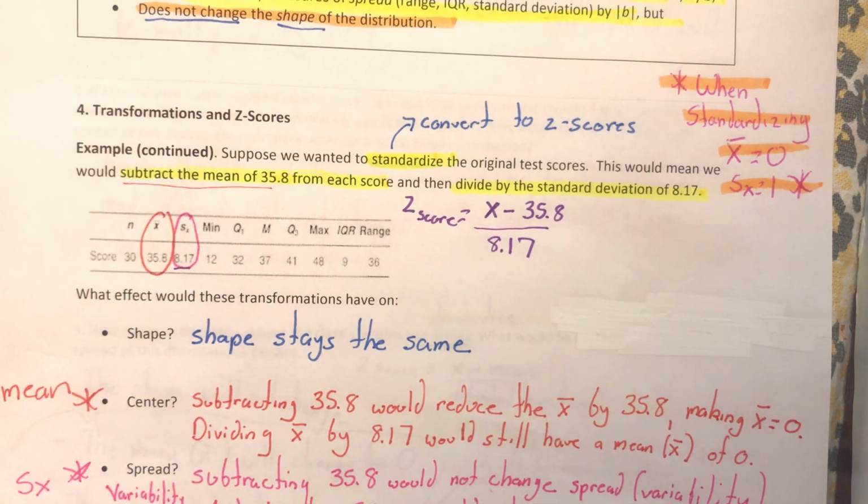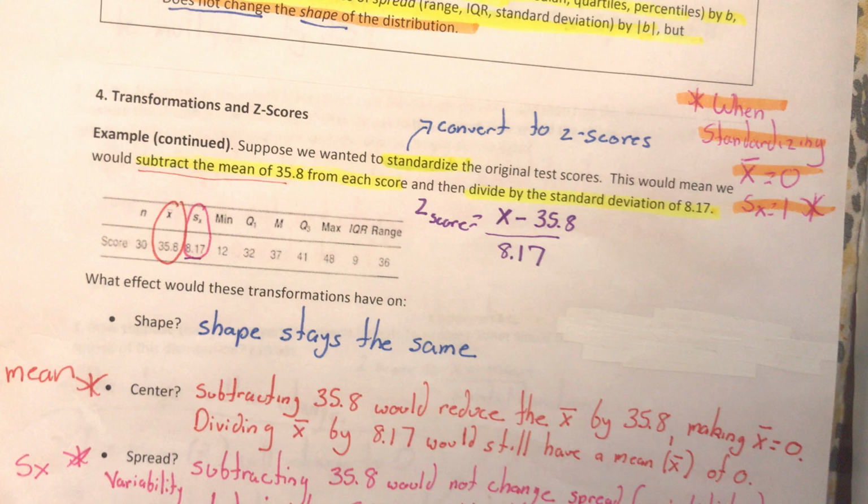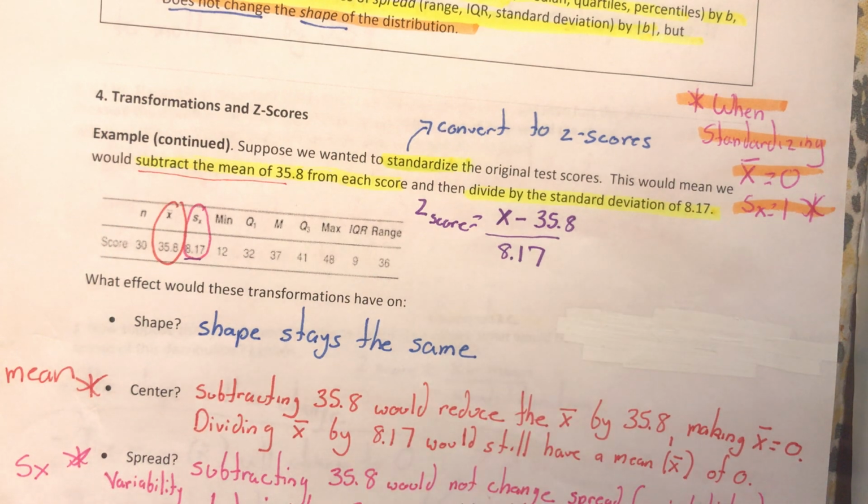So, how do these transformations affect z-scores? So let's take a look. Suppose we want to standardize the original test scores. This would mean we would subtract the mean of 35.8 from each score and then divide by the standard deviation of 8.17. So standardizing means converting to z-scores, so that's what we want to do. How are these transformations going to affect the data of our z-scores?